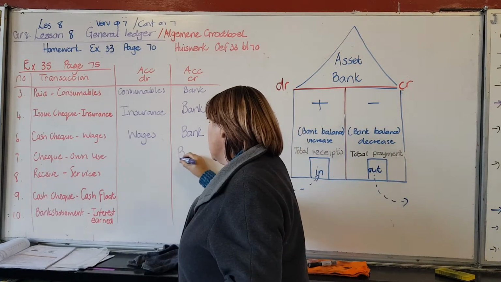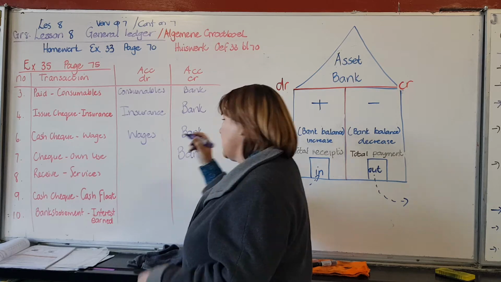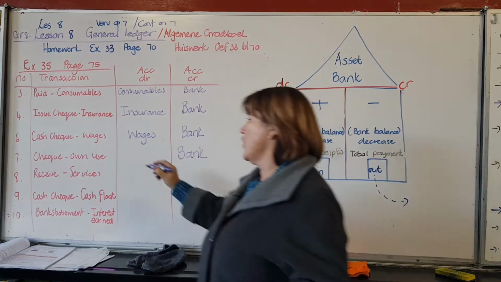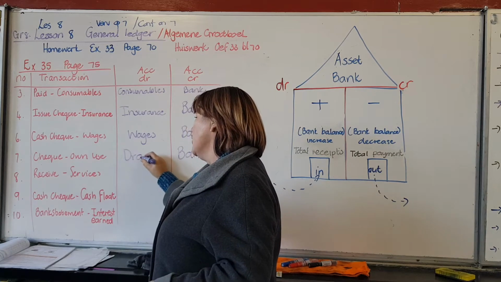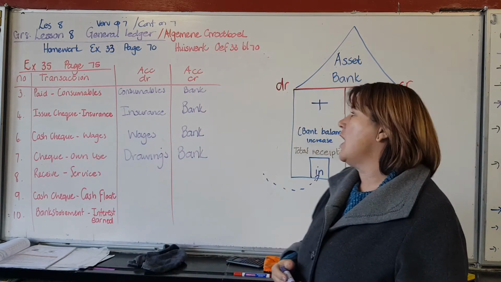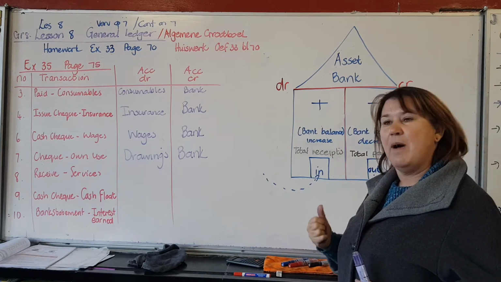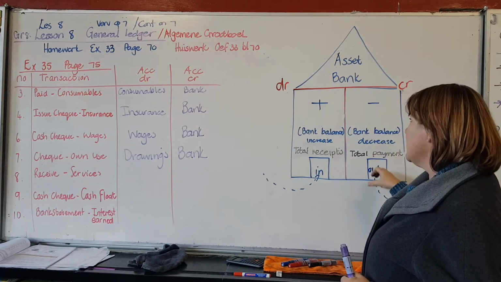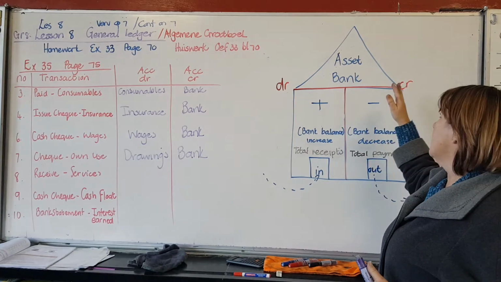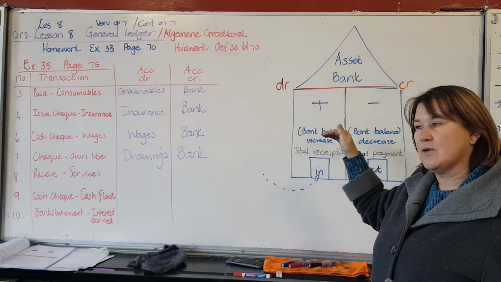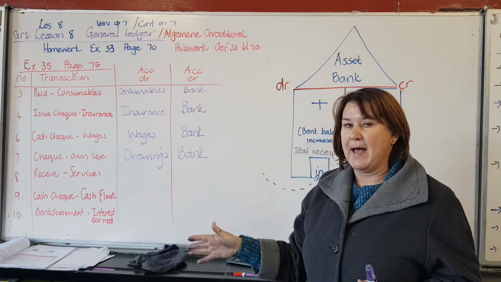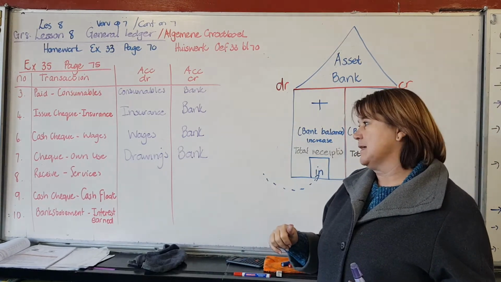For what? What did we do with that money? We gave it to the owner for his personal use. So that's going to be drawings. Drawings will be credited. Can you see each time that I take money out of my bank account, it decreases, so my bank account must be credited, alright? And then whatever we buy, whatever we pay, that will be debited, alright?